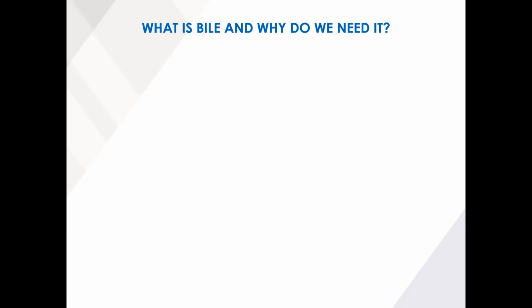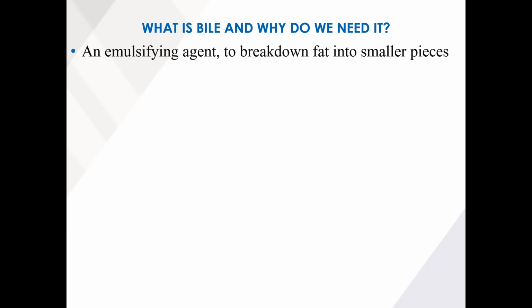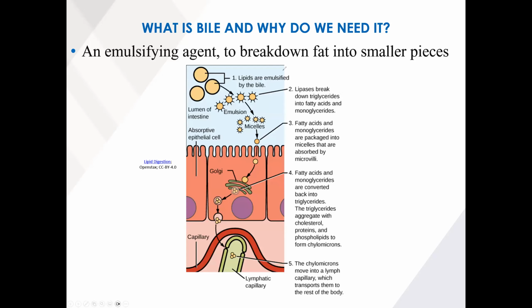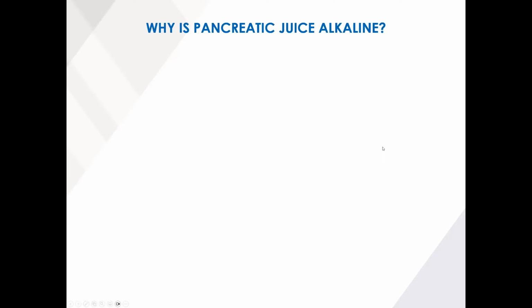All right, what is bile and why do we need it? Is bile an enzyme? No, bile is not an enzyme, but bile is still important because what does it do? Yeah, it emulsifies fat. So it allows us to take these big fat particles, which we can see here, and then break them down into these smaller particles because these smaller particles are easy for the enzymes to work with because they have more surface area exposed. But bile itself is not an enzyme. Why is pancreatic juice alkaline? So why does pancreatic juice have a high pH? What's in it?